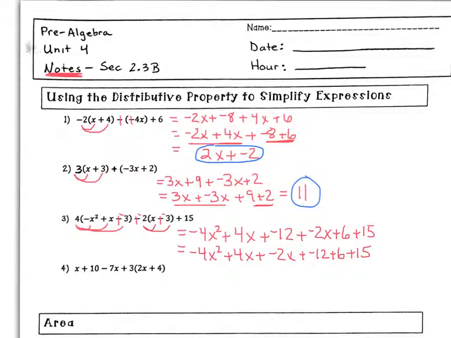terms. The -4x squared is just all alone. We'll leave it all alone. Plus, these two are like terms. They both have an x. 4x plus -2x is 2x. And then -12 plus 6 plus 15. Let's see here. I think that would give me 9. And that would be it right there. Final answer.